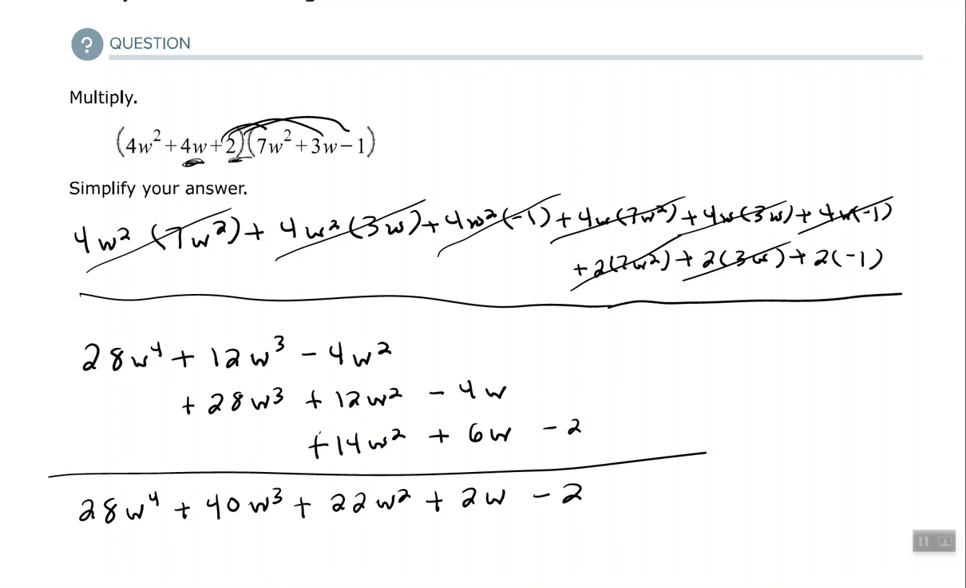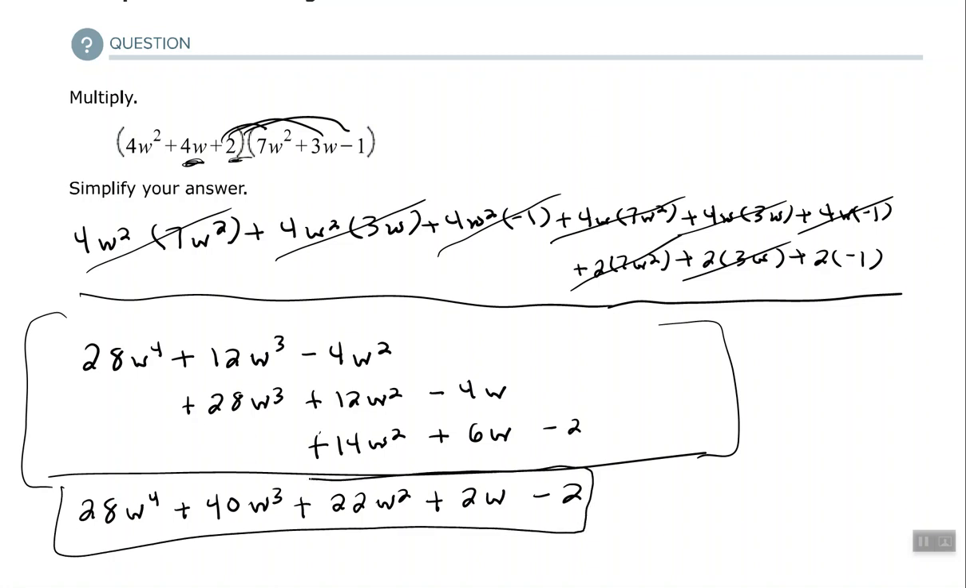So again, be careful with your multiplication. And I would suggest if you have a trinomial times a trinomial is to line your like terms up like I did here. Again, it's totally up to you. And then combine the like terms from there. So multiply it out, 4w squared times each one of those. And then 4w times each one of those in the second parentheses. And then 2 times each one of the terms in the second parentheses. And then combine your like terms. And then you are done.